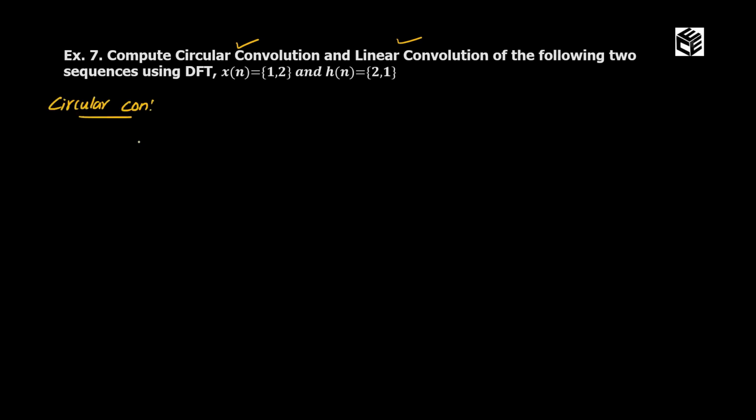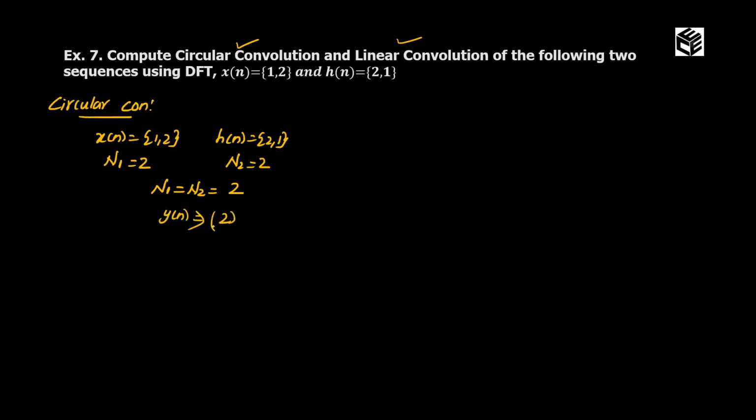So using circular convolution means first we need to identify whether the lengths of the two sequences are equal, right? X of n is equal to 1, 2. Therefore, we can say the length n1 is equal to 2. And h of n sequence is 2, 1. Here also the length n2 is equal to 2. So from this we understand that n1 is equal to n2 is equal to 2. Both are same. Therefore, the length of the output sequence y of n is also 2. Understood. Now let's start solving the problem.